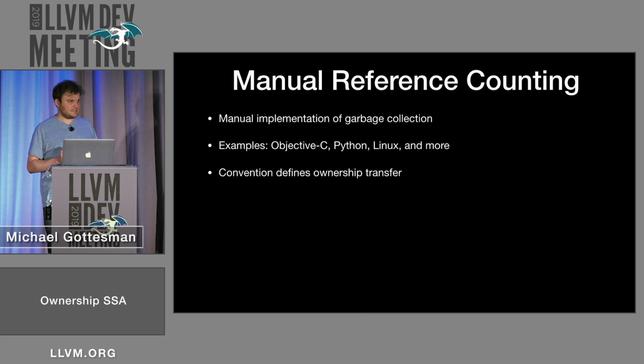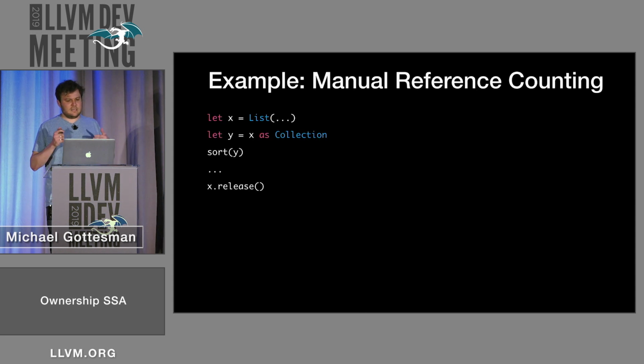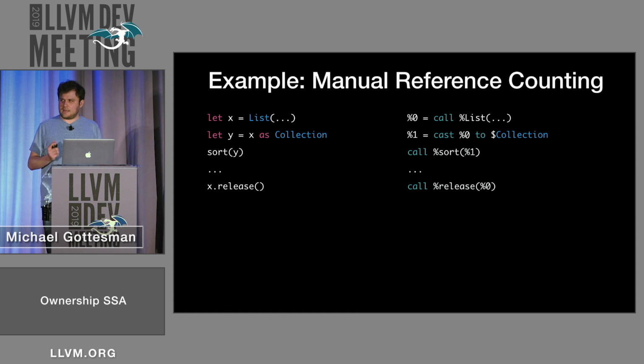In order to maintain correctness, these approaches define conventions for what operations are required where when taking or giving up ownership of an object. Let's take a quick look at an example of manual reference counting. In this snippet, we are invoking some constructor of the class list, returning the instance already retained from the constructor, and then binding that instance to X, casting X to collection, binding the result of this cast to Y, sorting Y, and then finally releasing X, destroying the class. This example lowers as follows into an IR modeled on Swift's intermediate language. Given that the user manually expressed these operations, the lowering is pretty much a one-to-one translation between code and instructions.